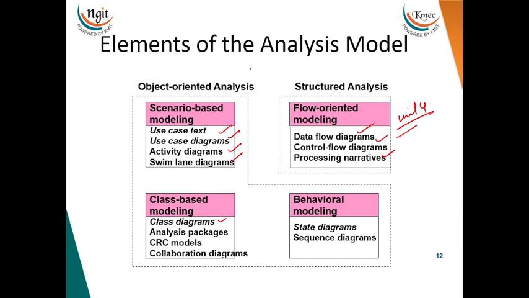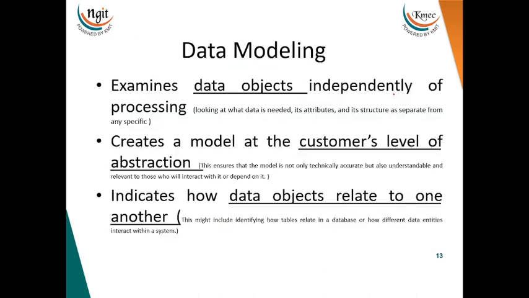At the moment, the elements of the analysis model can be seen as the object oriented model or structural analysis. In the object oriented model, we have scenario based modeling, class based modeling, and behavior modeling. In structural modeling, we have flow modeling. Data modeling is the other part: examine the data objects independently, look at what data is needed, what its attributes are, what its structure is, and create a model based on the requirement.